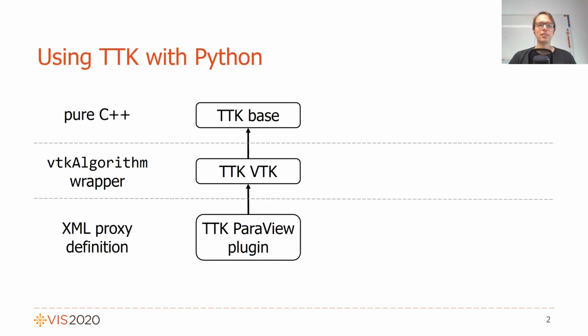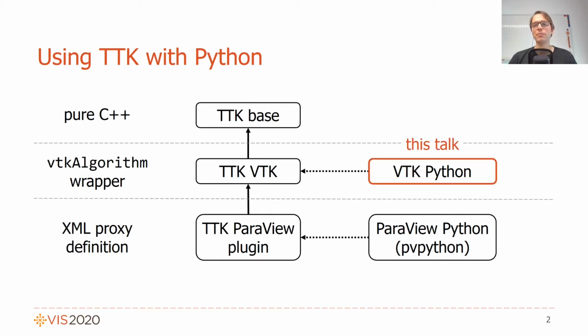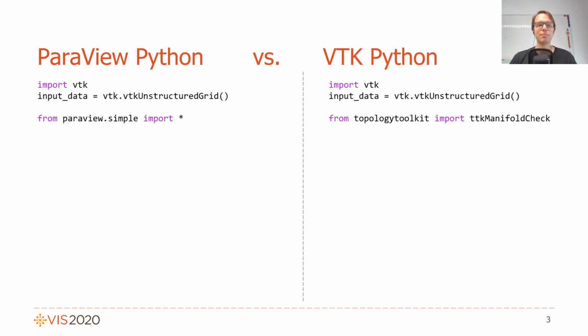So TTK is organized in these three layers, where at the bottom we have some pure C++ code, which is then wrapped into the VTK algorithm API, which is then exposed to ParaView using some additional XML definitions. ParaView comes with its own Python interface, which is also called PVPython, and VTK also provides a Python interface, which I will be mainly talking about. But first I would like to explain the difference between the two Python interfaces.